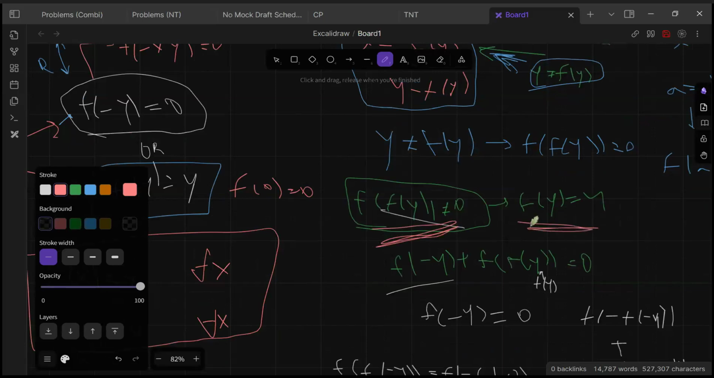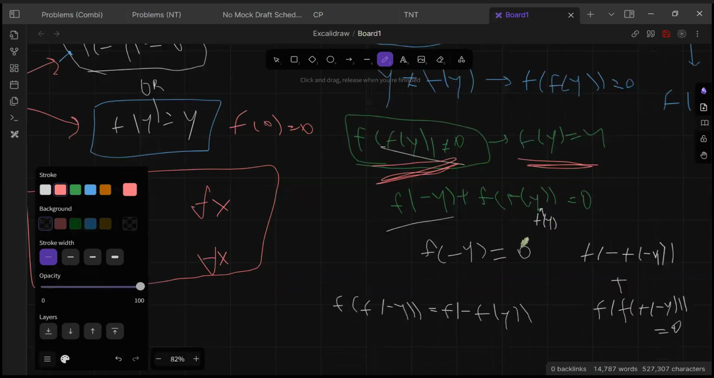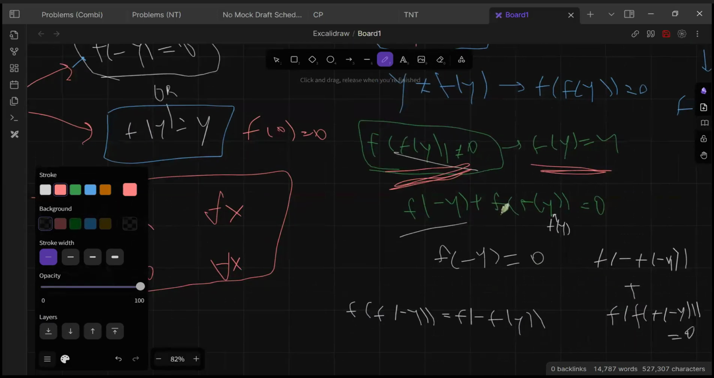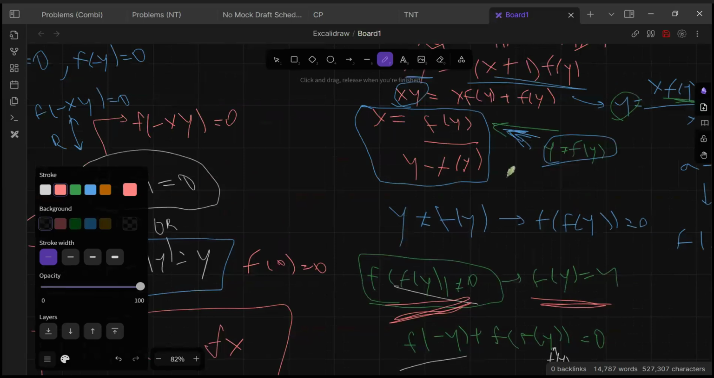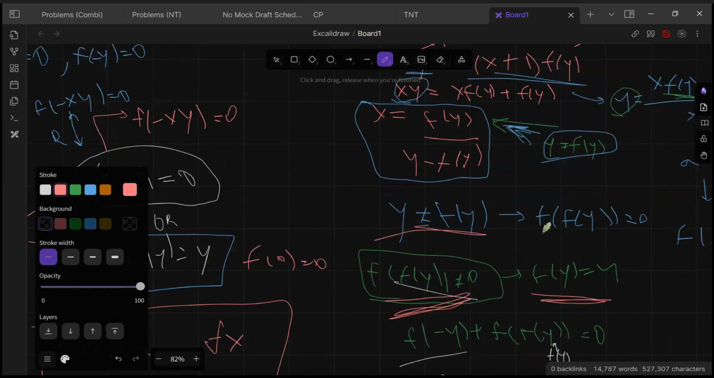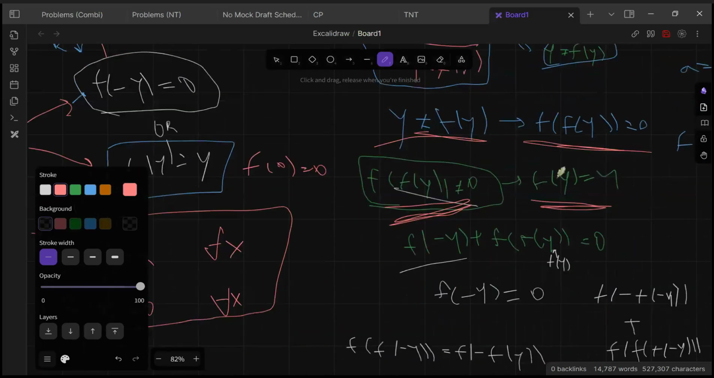That meant that f of y is equal to y, and we got that. So the contrapositive of that is f of y is not equal to y, f of y is 0. So they're optional. If f of y is 0, then f of y is not y, and if f of y is y, then f of y is not 0. Yeah, I got it, for a particular value y.